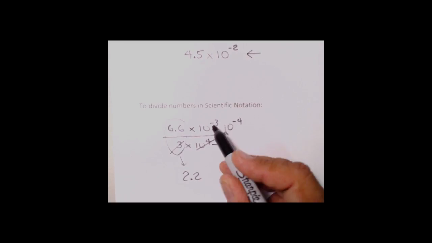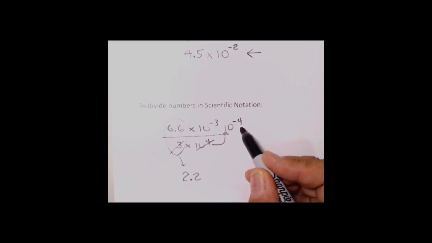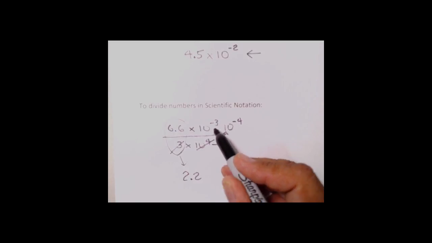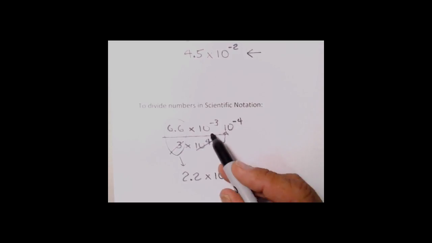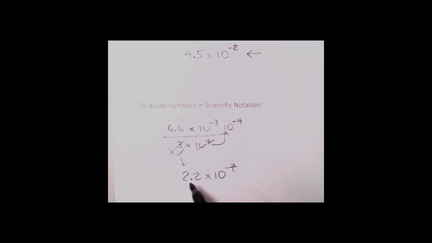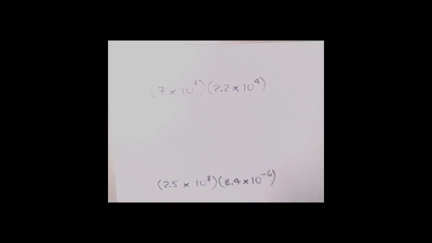Now, what are the powers of 10 left here? Well, this is a regular product rule, so we add the exponents. So times 10, negative 3 and negative 4 combines to negative 7. So there we are. And again, this has one non-zero digit in front, so it happens to be in proper form. Okay, well now, let's take a look at some more multiplication examples.